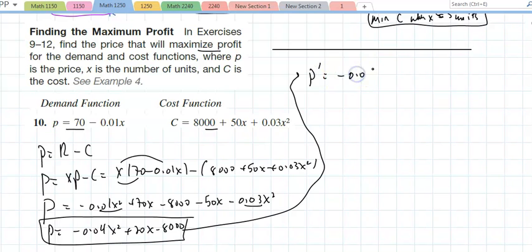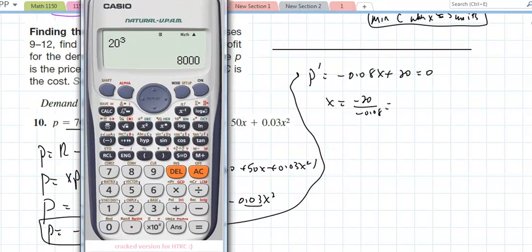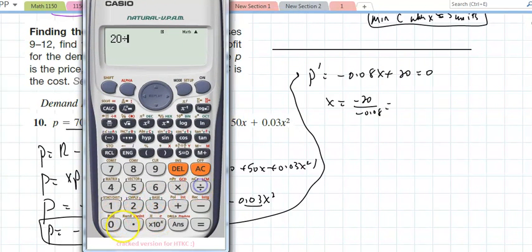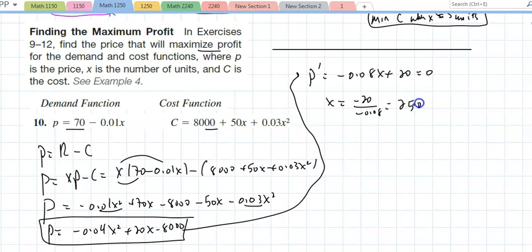That's negative 0.08x plus 20. And where does that equal 0 to find the critical numbers? That's when x equals negative 20 divided by negative 0.08. Dividing 20 by 0.08, I'm getting that to be 250. Now, this is my critical number.